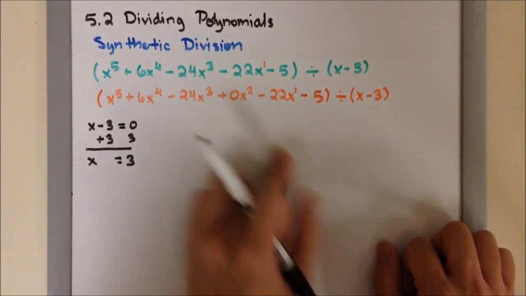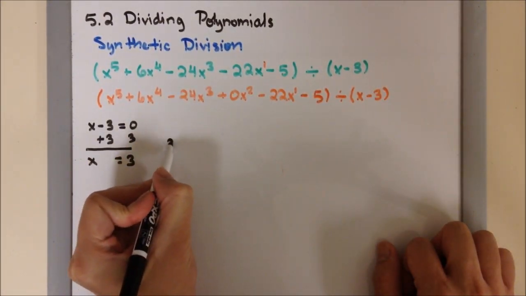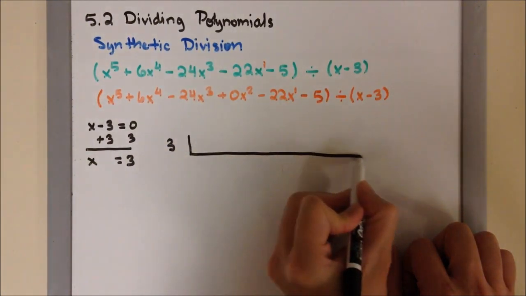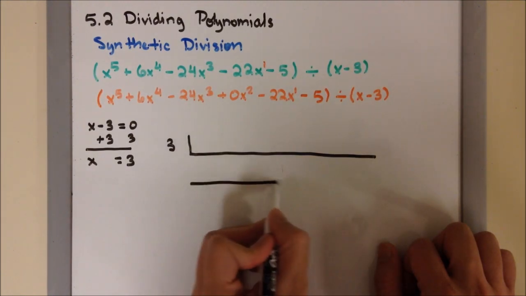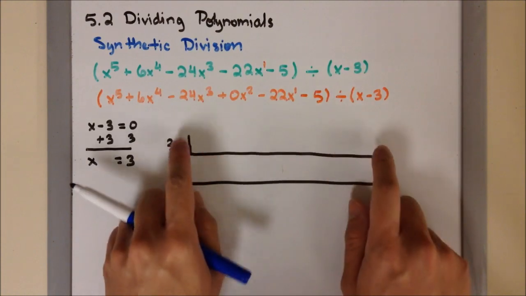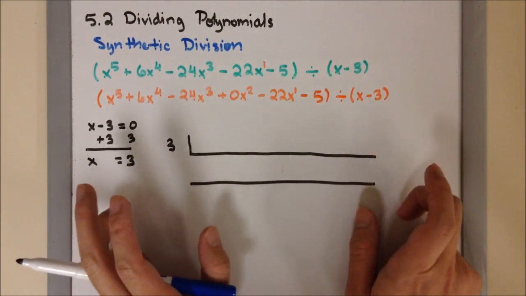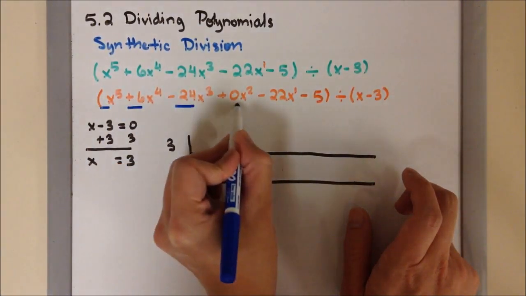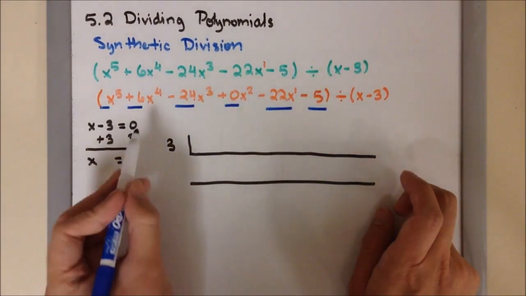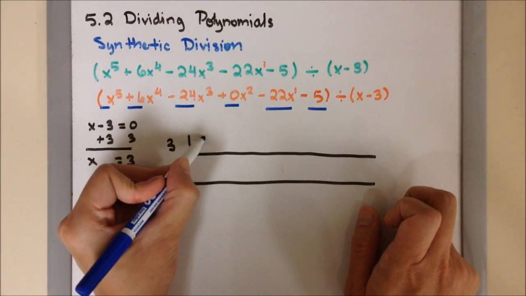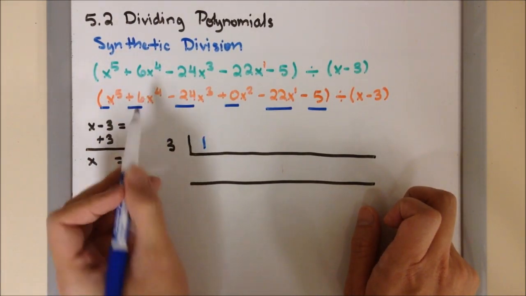I'm going to move a little bit down here. Alright, so we're going to set up our synthetic division here. What I'm going to fill in this little box right here, this little L shape, is just the coefficients from here. So the first one, the coefficient in front of x to the fifth is just that invisible 1. The coefficient in front of x to the fourth is 6.